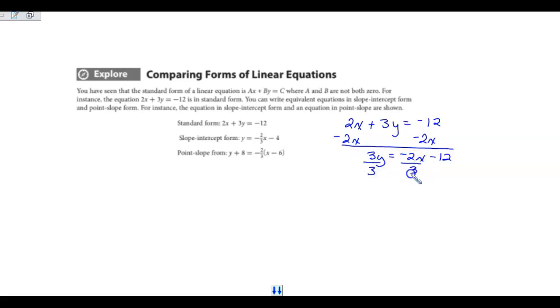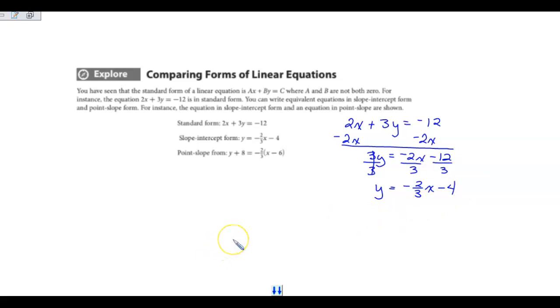And so when we divide by 3, we divide everything by 3. So that becomes 1y. Negative 2x over 3 becomes negative 2/3 x. So there's our slope. And negative 12 divided by 3 is negative 4. And so that's where we get our slope-intercept form. I have my y equals slope times x plus my y-intercept.